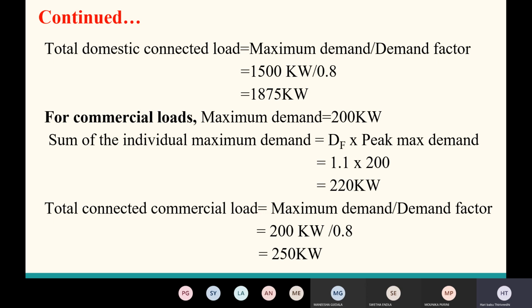Now connected load: the formula is diversity factor into maximum demand divided by demand factor, which is nothing but the connected load, for domestic, commercial and industrial.